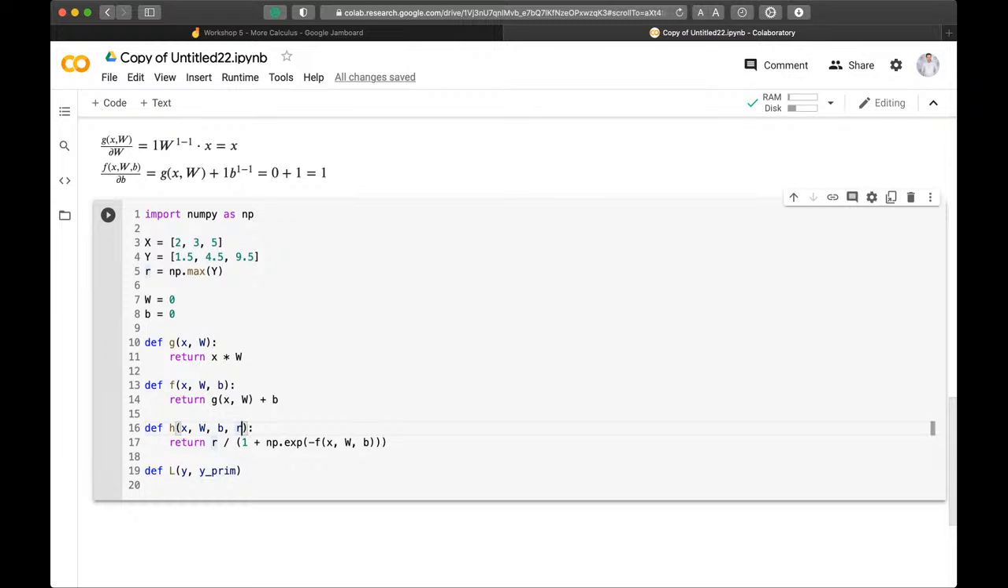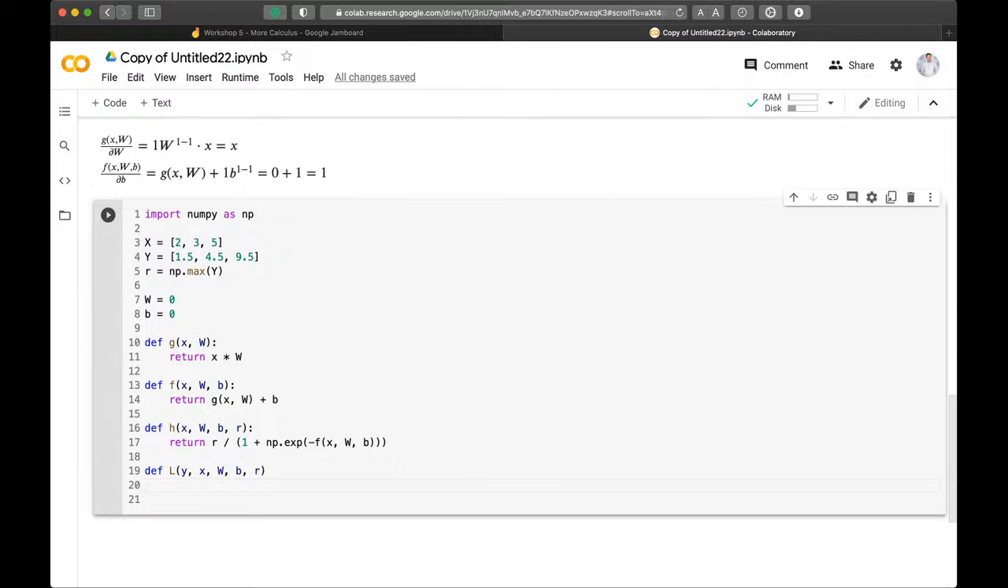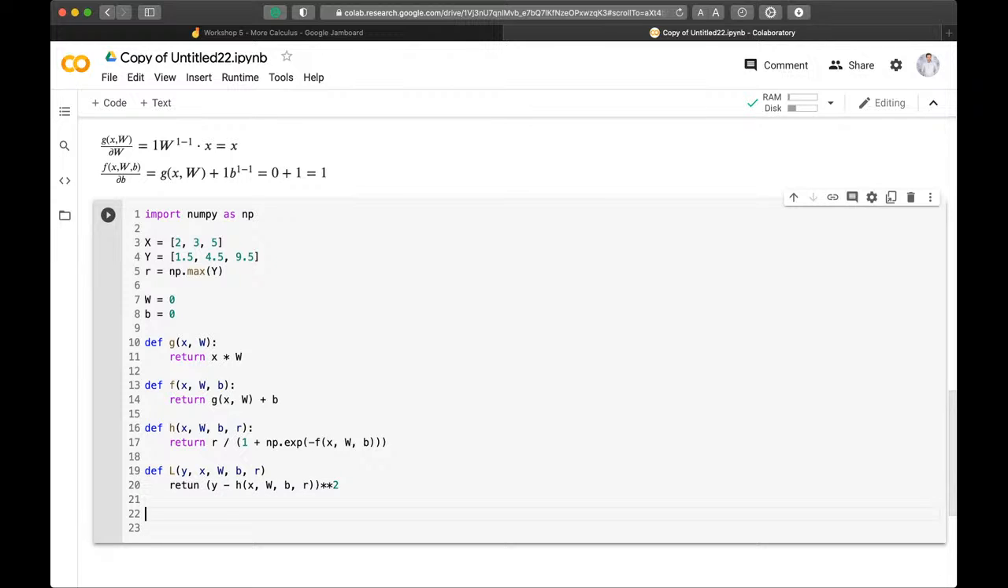I could do so. Let's keep it by the same approach. It doesn't matter. Basically, you can imagine that you can pass Python either in this way or the other way. So y minus the h of all of this stuff and squared. Okay, cool. Loss function ready.